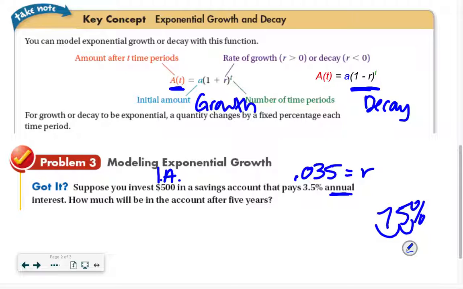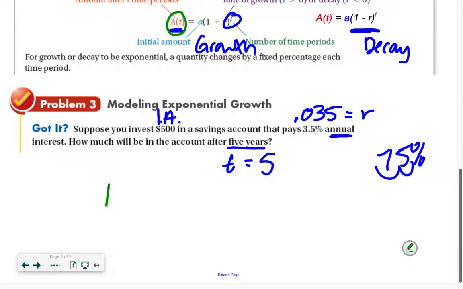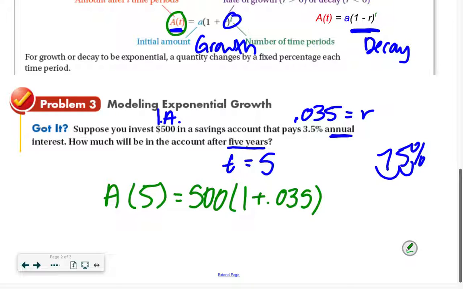Only other thing I need is my t for period of time. What's t? 5 years. And I need to know how much will be in the account, so I'm looking for the amount after a certain amount of time. So let's plug into our formula. Looking for my amount after 5 years. First thing that goes outside is my initial amount. Then I have 1 plus my rate, which is 0.035, to the 5th power.